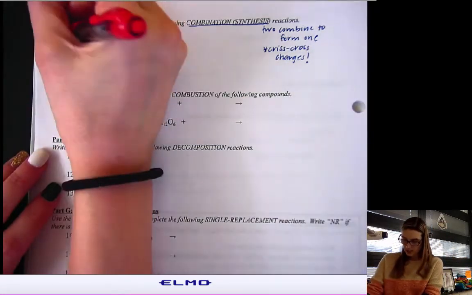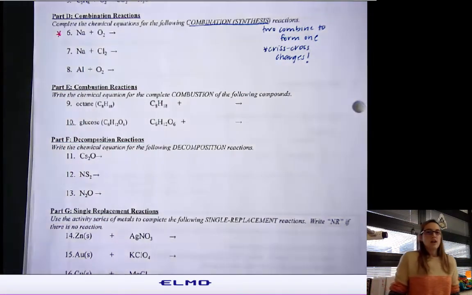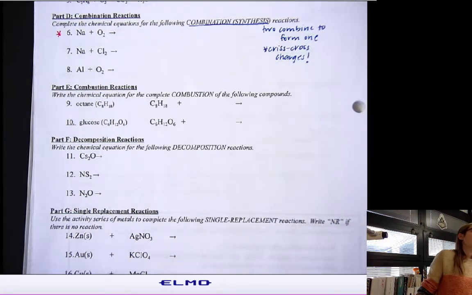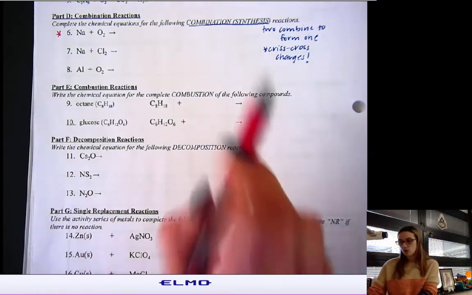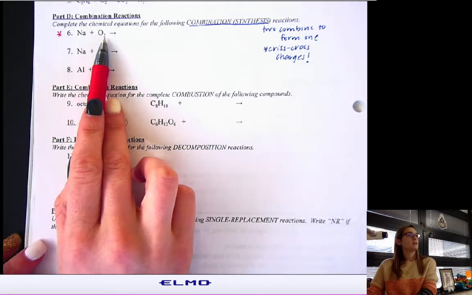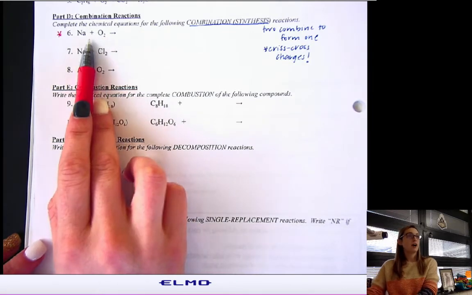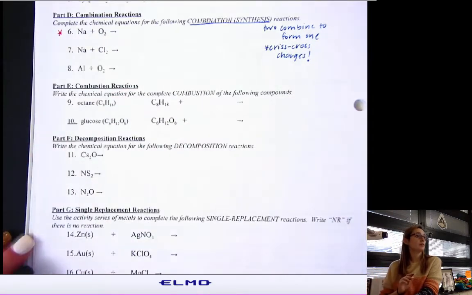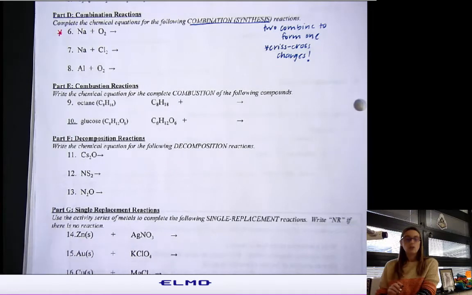All right, so we're going to do number 6 together. We have Na plus O2. So again, we know that this is synthesis, yes, because they told us, but also because we have two single elements. We have sodium and oxygen. Those are two elements from the periodic table. The only thing that they can do is combine to form one compound.